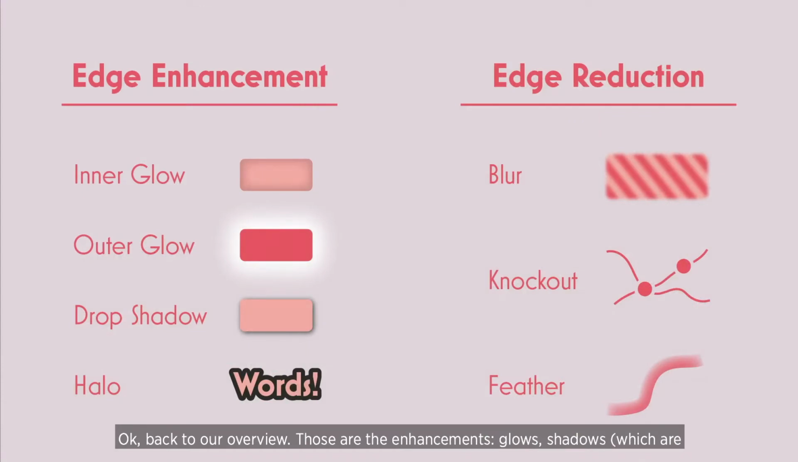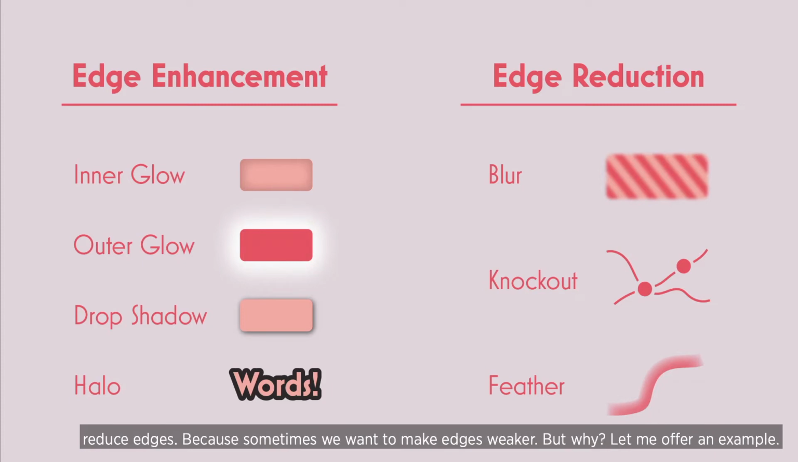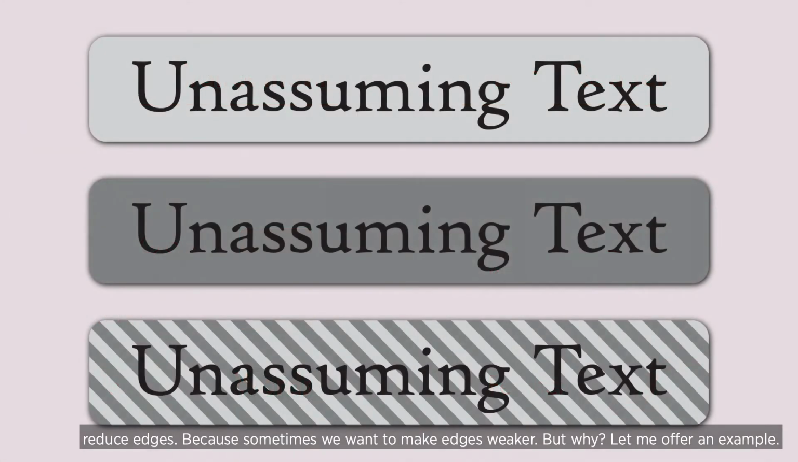Okay, back to our overview. Those are the enhancements: glows, shadows, which are just glows, and halos, which can sometimes be glows. Next up, techniques that can minimize or reduce edges, because sometimes we want to make edges weaker. But why? Well, let me offer an example.